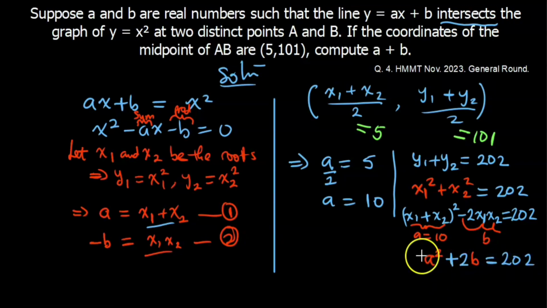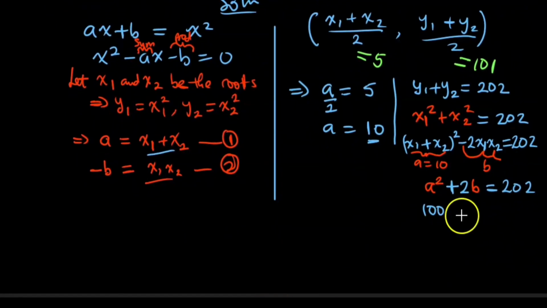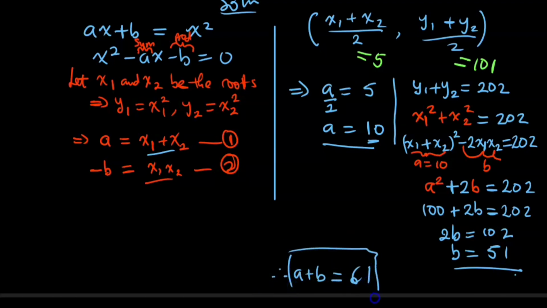But a is known to be 10, so we substitute that. We have 100 plus 2b equals 202. We subtract 100 from both sides, so 2b is 102, and dividing both sides by 2, b is 51. So a is 10 and b is 51. We can find a plus b as 61, and that answers the question.